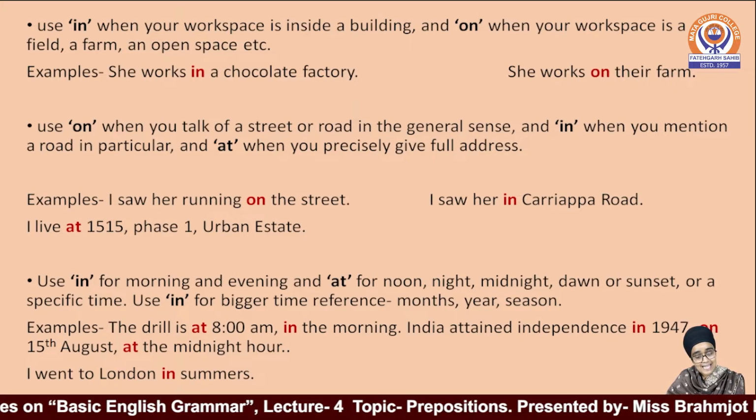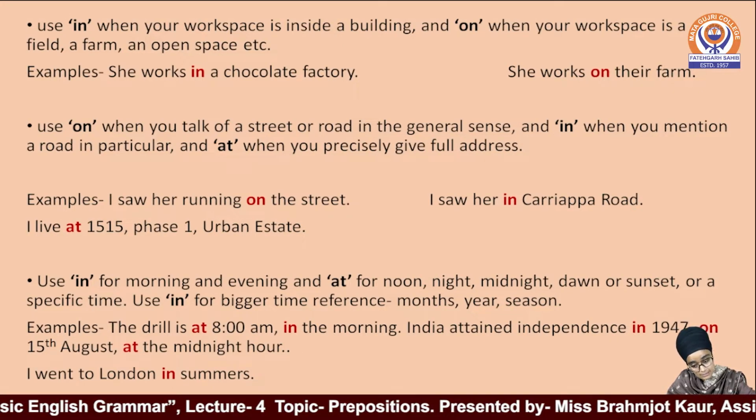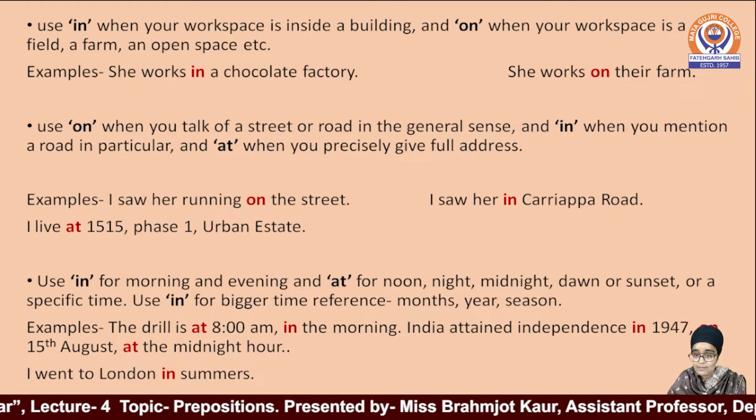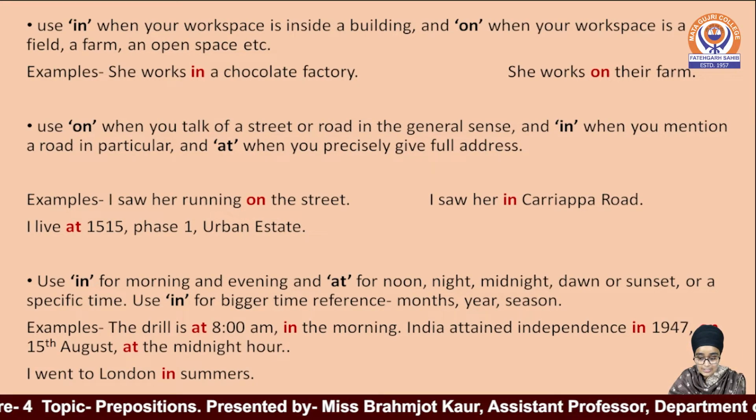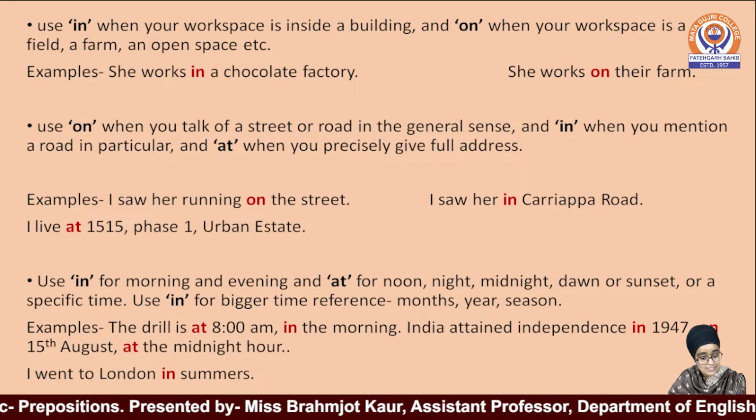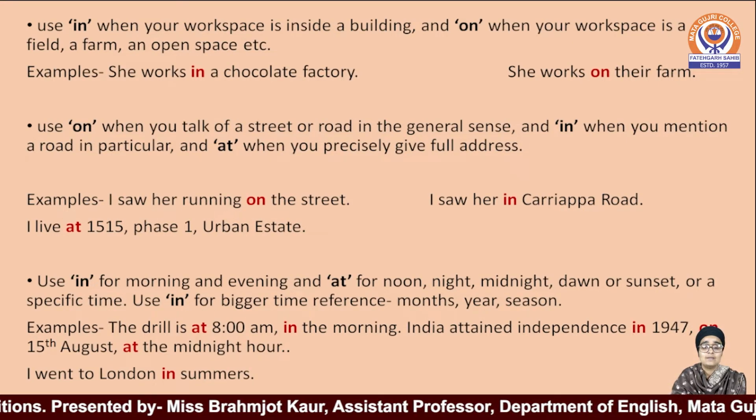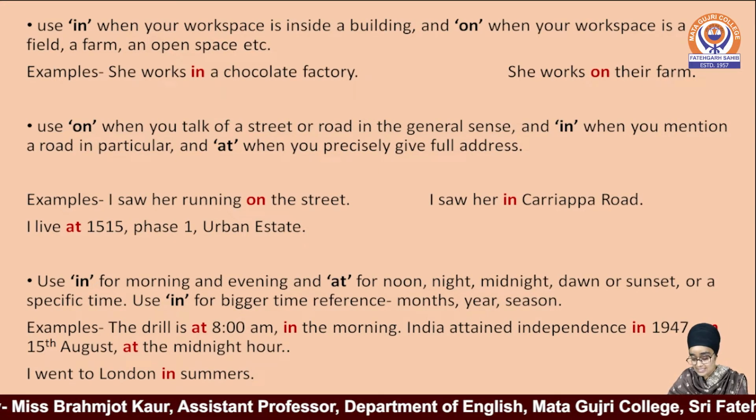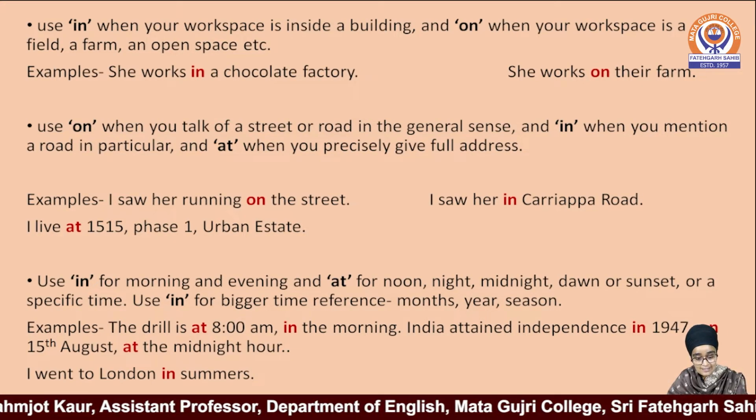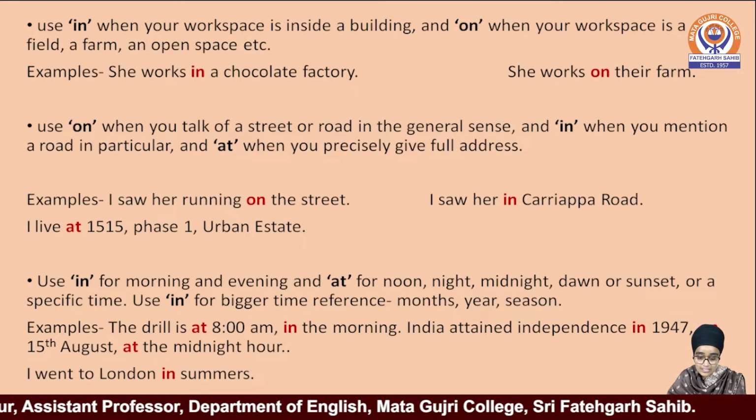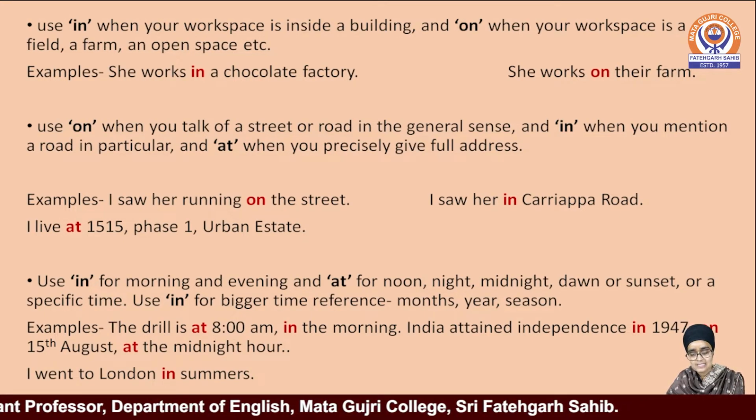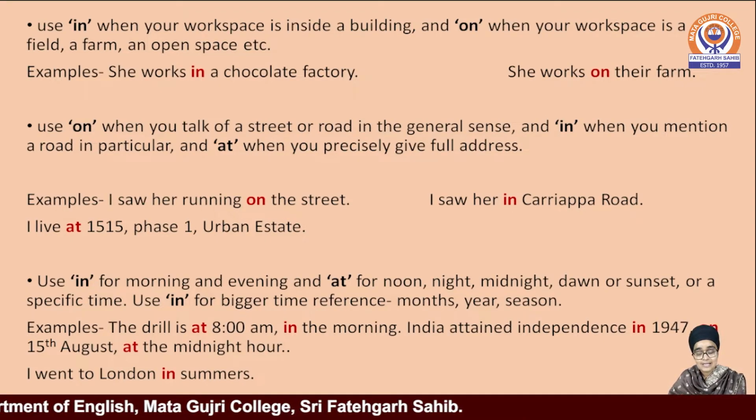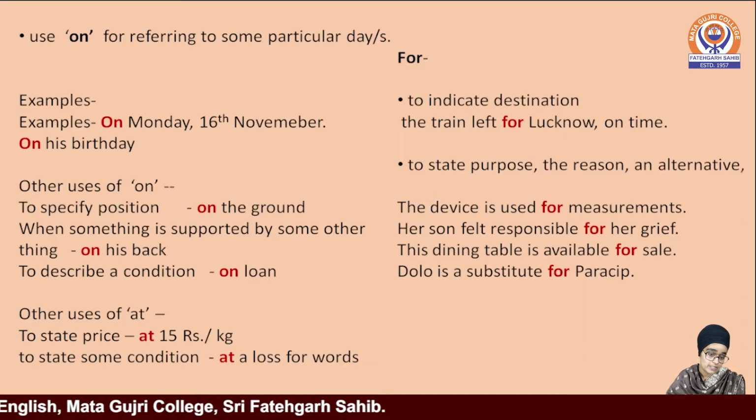Examples: the drill is at 8 a.m. in the morning. India attained independence in 1947, a bigger time frame. Then smaller than that, on 15th August, and becoming very specific, at the midnight hour. Okay, I went to London in summers, a bigger time frame. So you use in for morning and evening and for bigger time references like months, years, seasons, and you use at for noon, night, midnight, dawn, sunset or a specific time.